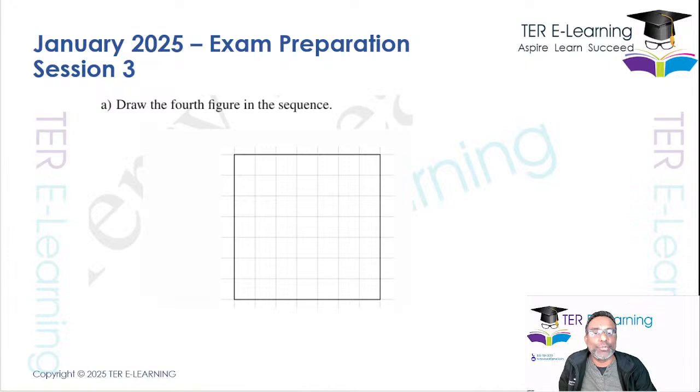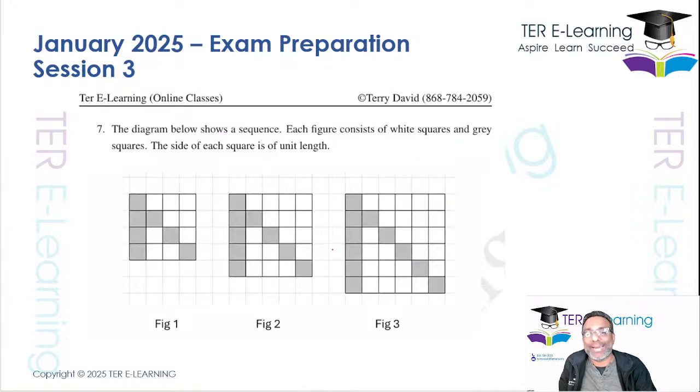And what we want to do is complete or draw the 4th figure in the sequence. Now you all need to analyze whatever sequence they give you. You need to look at it carefully, right? So if you notice in all of these diagrams here, the first column is filled with gray squares. And then what we're doing here, we're just going across the diagonal in each diagram.